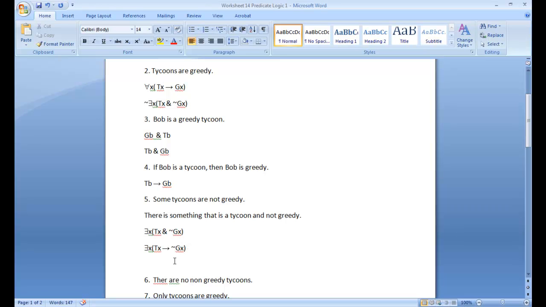Read it in English. There exists something such that if it's a tycoon, then it's not greedy. It's not really clear what that means. In other words, what does it really mean to say that there is something such that if it has one property, then it has another property? That does actually mean something, but it's a very unusual statement compared to what 5 actually says, just that there are some tycoons that are not greedy.